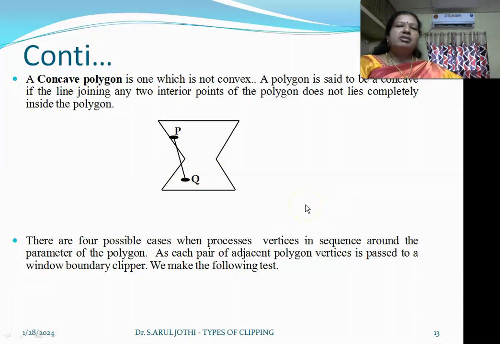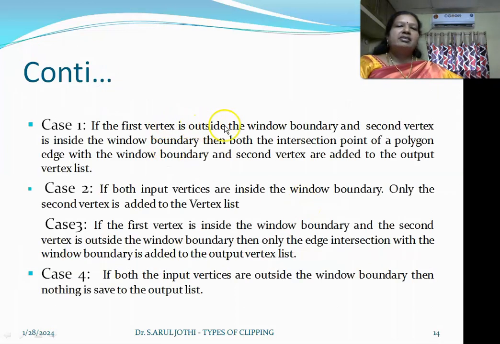So again we are going to discuss the 4 cases. The first vertex is outside the window boundary and second is inside, the first case. And if both are inside the window. And if the vertex is inside the window boundary and the second vertex is outside. And if both the input vertices are outside. So in all the types of polygons, we are going to see only those 4 cases. One is fully inside, another one is fully outside, the third one is one inside and one outside, and the fourth one is totally outside, but some part of it is within the window boundary.